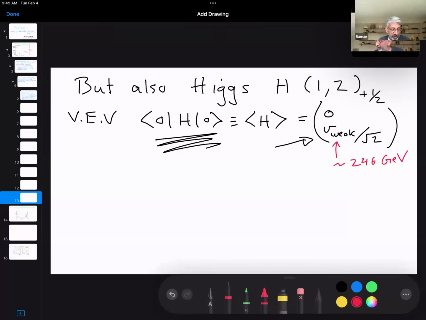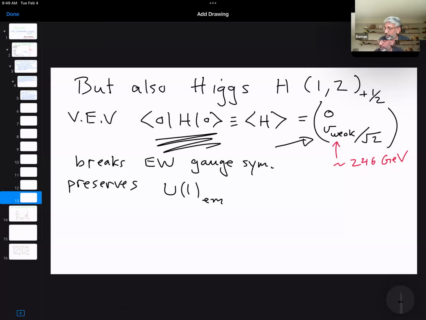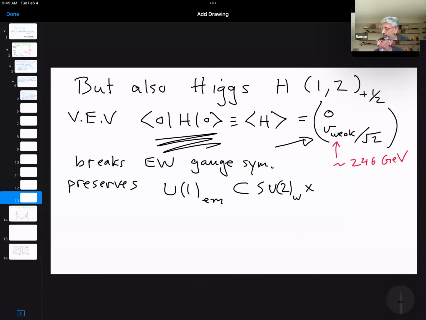that there is a subgroup. So this thing breaks spontaneously, or through the Higgs mechanism, the electroweak gauge symmetry. But it preserves electromagnetism. Well, it's a subgroup of, sorry, as you do weak cross U on hypercharge.